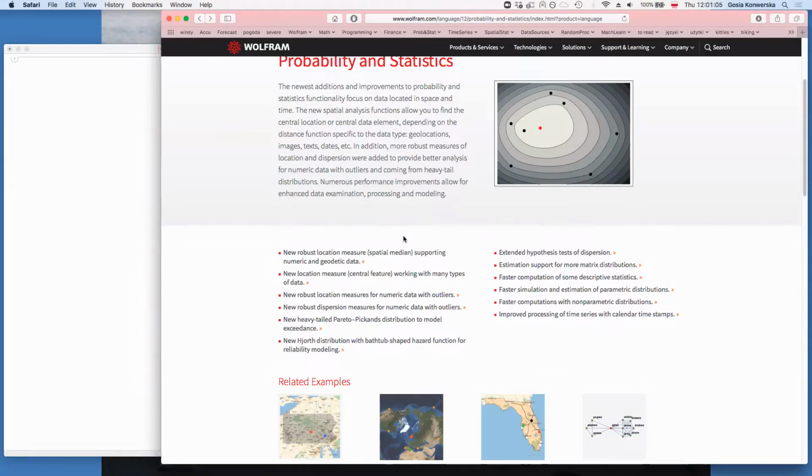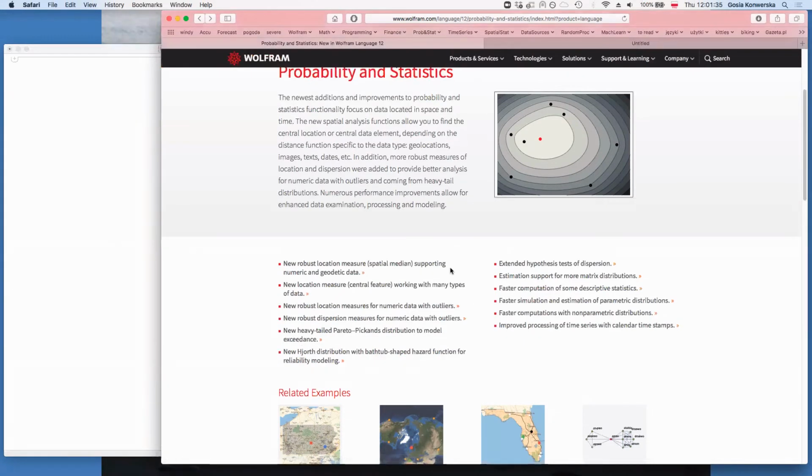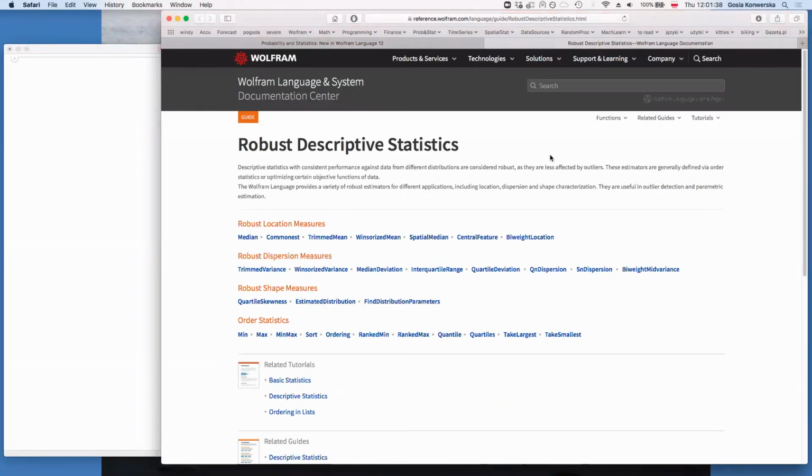So what we did, we introduced a new robust location measure, which is called spatial median, which supports numeric and geodetic data. We introduced a new central feature function, and this works with different types of data, not just numeric. We have robust measures for data with outliers, and these are also robust dispersion measures. All this robustness can be seen here in the guide to the robust descriptive statistics for more information.